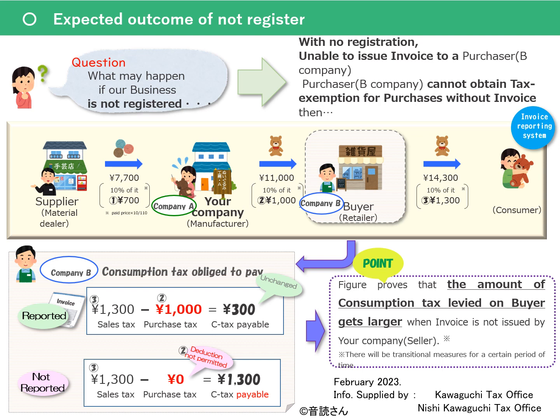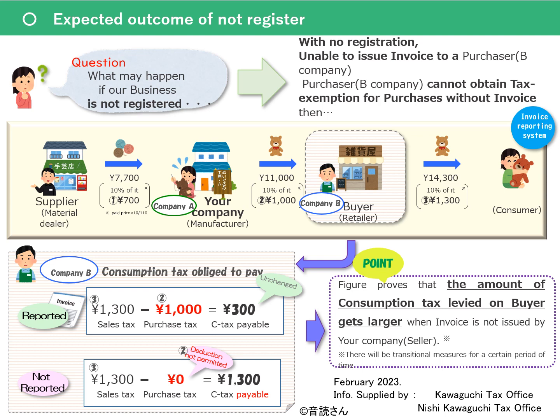Then, what happens at a transaction with a business with no qualification of issuing invoice? Let us take an example of a stuffed toy transaction. Manufacturer purchases wool yarn from a handicraft shop to make a stuffed toy. Then, the manufacturer A sells this stuffed toy to retailer B, who sells the stuffed toy to a consumer. When the manufacturer A is not registered as an invoice issuing business, what does retailer B have to do in figuring out the amount of consumption tax obliged to pay?